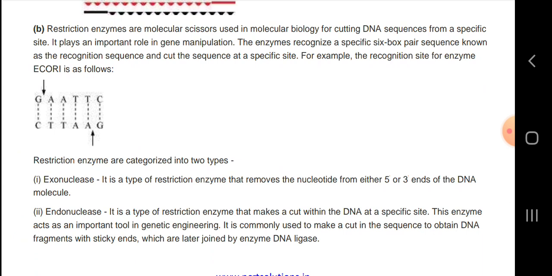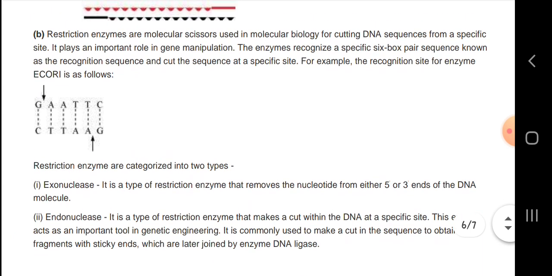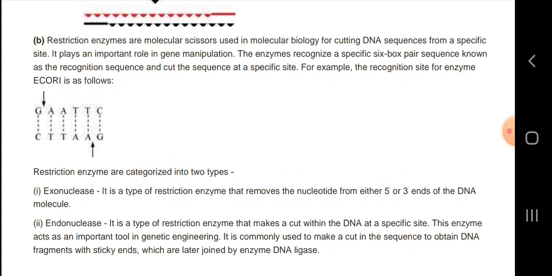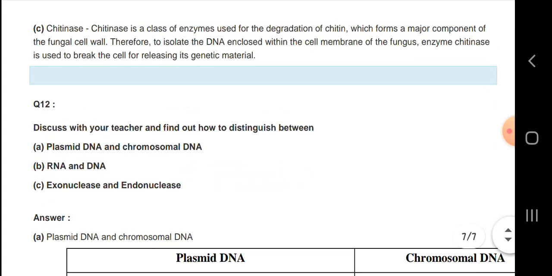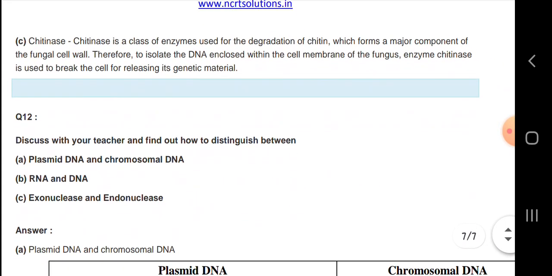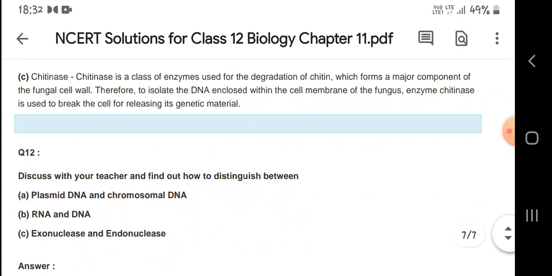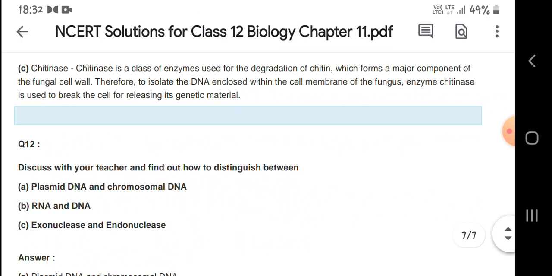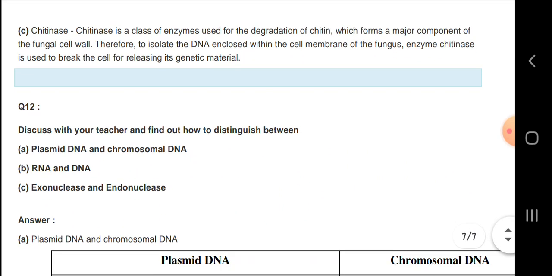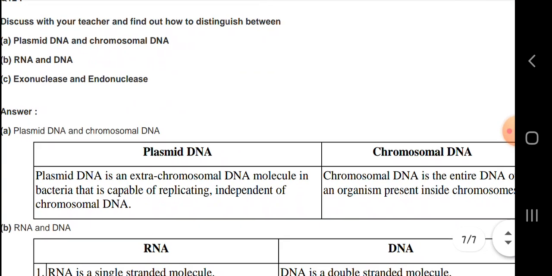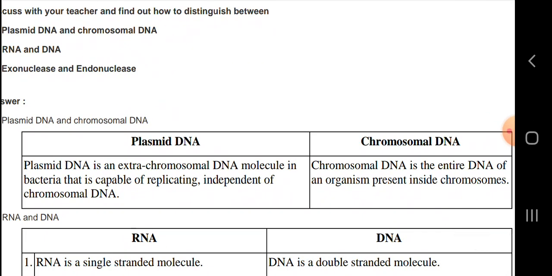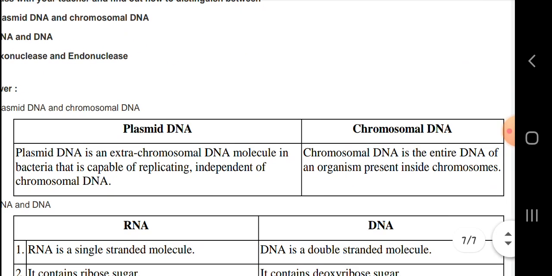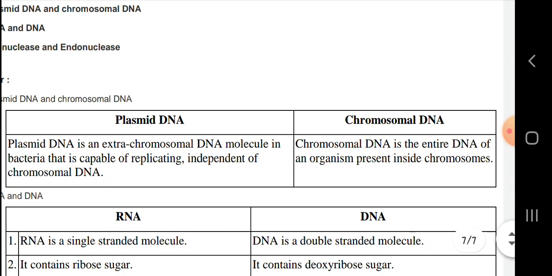Exonuclease is a type of restriction enzyme that removes nucleotides from the 5 or 3 end of a DNA molecule, and endonuclease is a type of restriction enzyme that makes a cut within a DNA at a specific site. Next, chitinases are a class of enzymes used for the degradation of chitin, which forms a major component of the fungal cell wall.